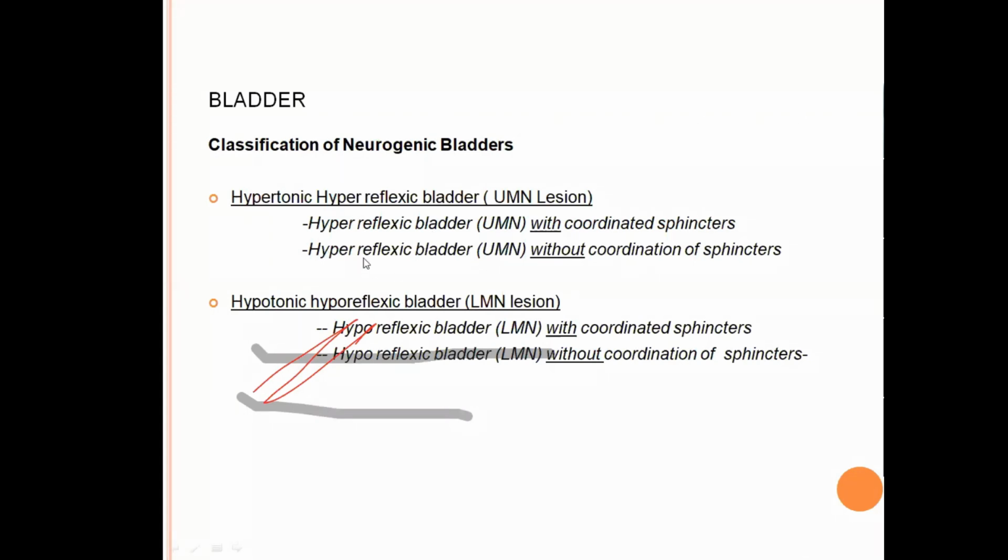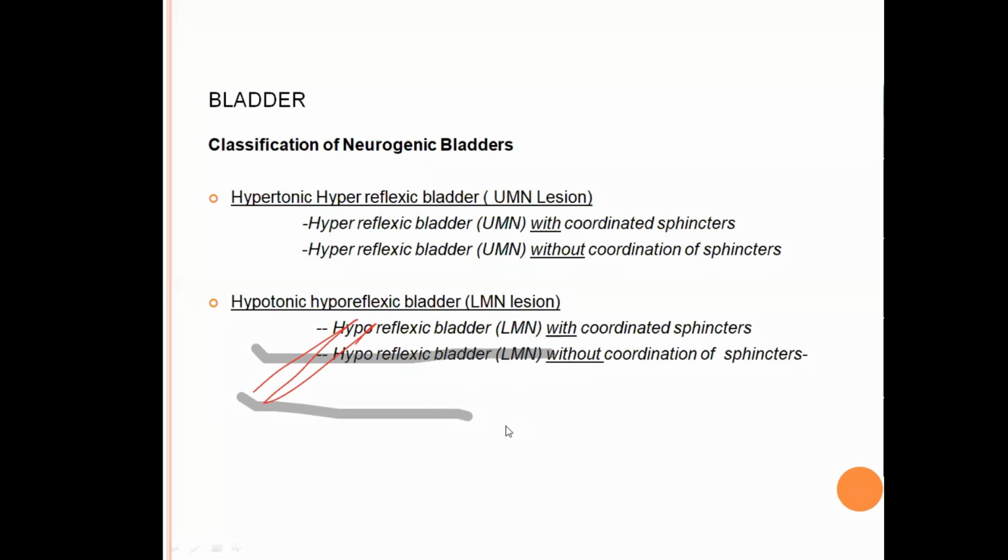But there is another type of UMN bladder where there is hyperreflexia without coordination of the sphincter. So the bladder contracts, the sphincter also contracts. So now what happens? There is a frequency, urgency, but very little urine comes out, and there is a residual urine, even in UMN lesion.